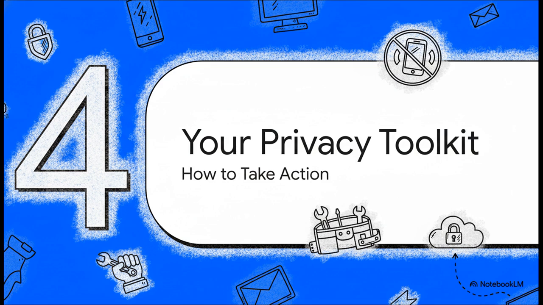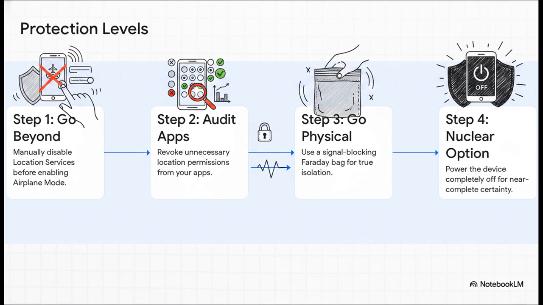All right, I know this all sounds a little grim, but look, the goal here isn't to create fear. It's about empowerment. So the big question is, what can you actually do about it? Let's walk through your privacy toolkit. Think of your protection in levels, like a hierarchy. Step 1, the easiest thing you can do is to go beyond just tapping the airplane icon. Go into your settings and manually turn off location services first.